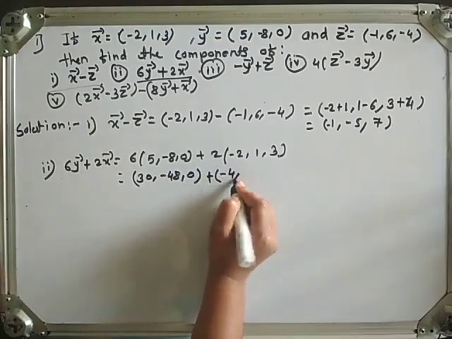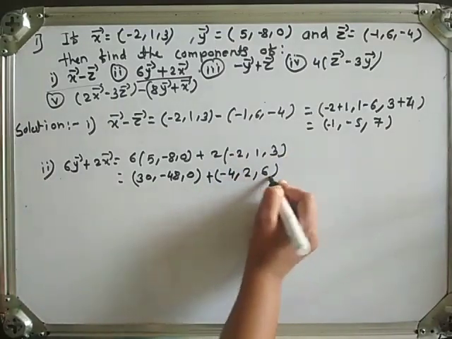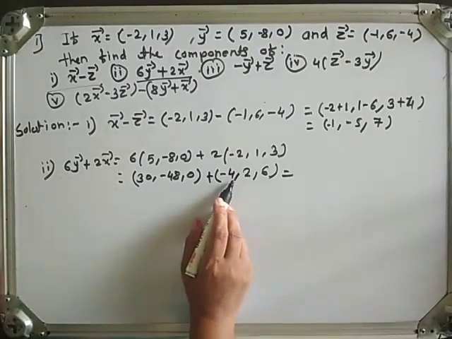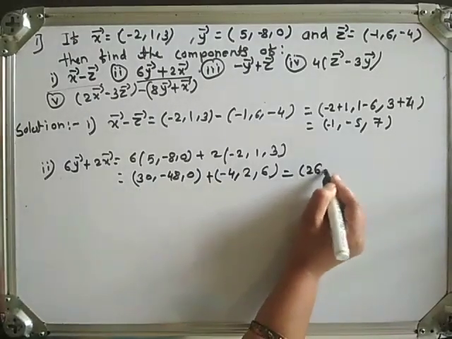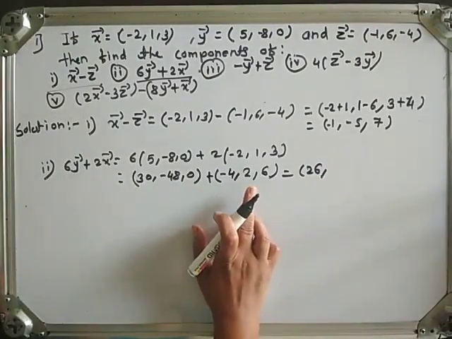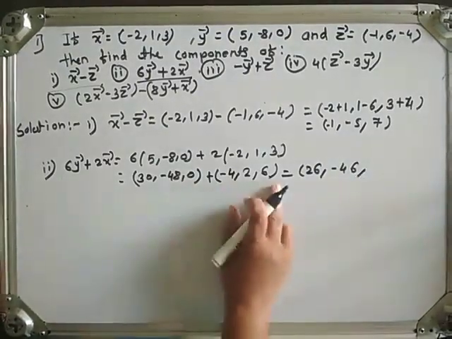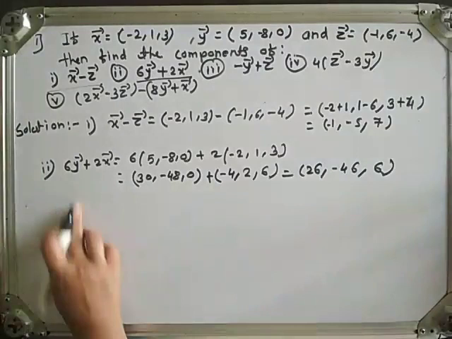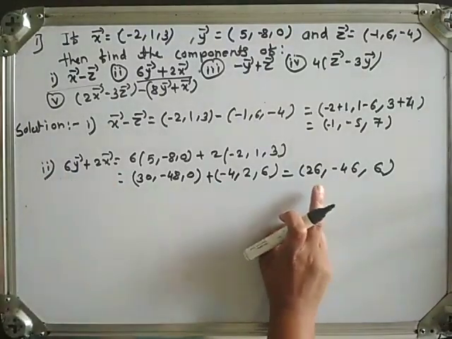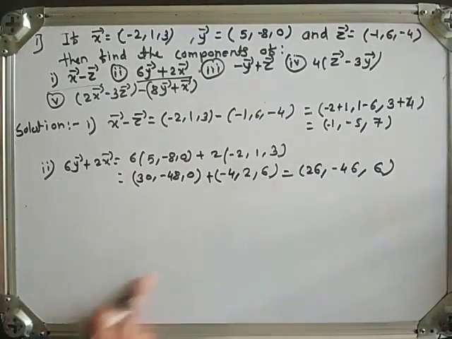Means 2 into -2 is -4, 2 into 1 is 2, 2 into 3 is 6. Okay, which is nothing but, see here, 30 minus 4 is 26, minus 48 plus 2 is minus 46, and 0 plus 6 is 6. Therefore the components of 6y bar plus 2x bar are 26, minus 46 and 6.